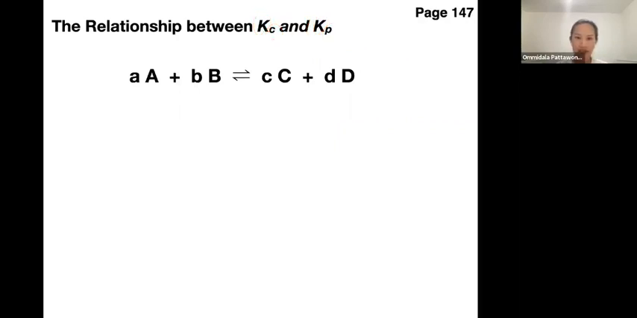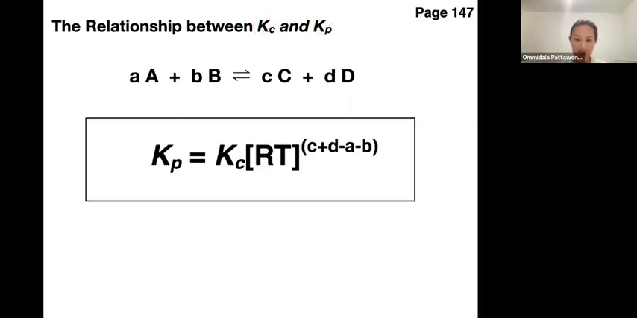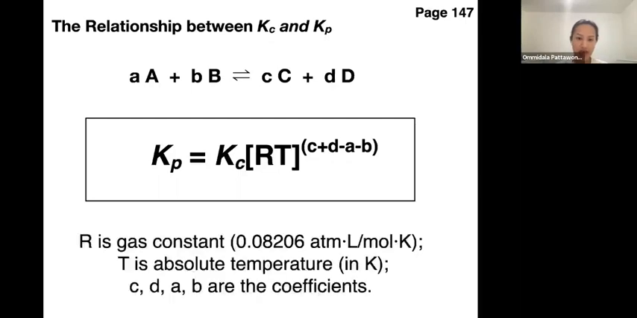The relationship between Kc and Kp can be expressed according to this equation right here. Kp equals Kc times (RT) raised to an exponent, where R is the gas constant and T is the absolute temperature in Kelvin, because it's based on the R constant. C, D, A, and B refer to the coefficients of the products and reactants. This exponent comes from the difference in the coefficients, the products minus the reactants.